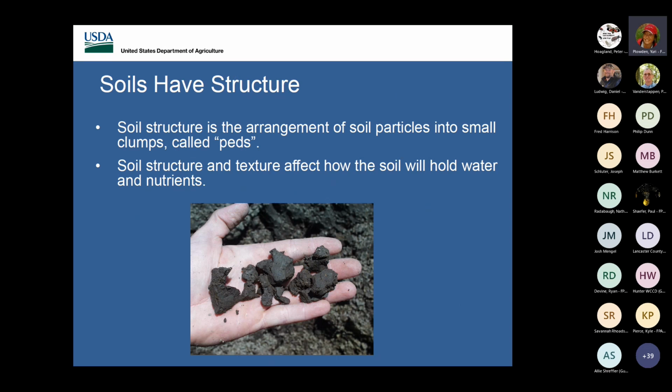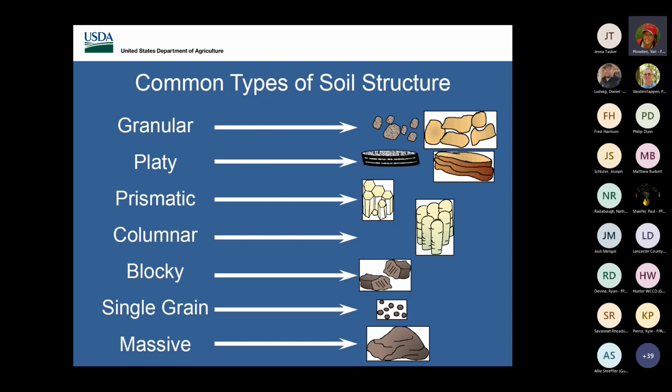All right, soils have structure, and that's the arrangement of soil particles into small clumps called peds. And soil structure and texture affect how the soil will hold water and nutrients. That's what I've just been pounding into your heads the last 2 or 3 slides. The way the farmer manages this can affect soil structure. So these are the typical types of soil structure.